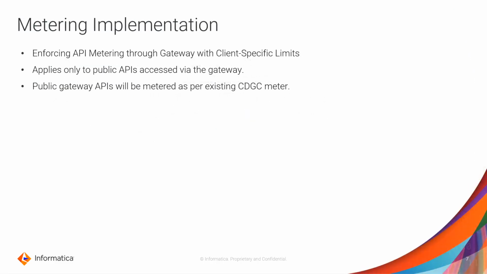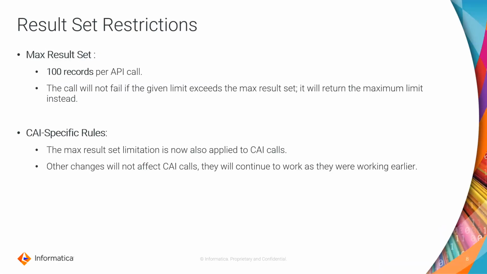Metering implementation is also done for the APIs. It applies only to the public APIs accessed via the gateway. Public gateway APIs will be metered as per the existing CDGC meter. Result set restrictions: 100 records per API call. The call will not fail if the given limit exceeds the max result set. It will return the maximum limit instead.